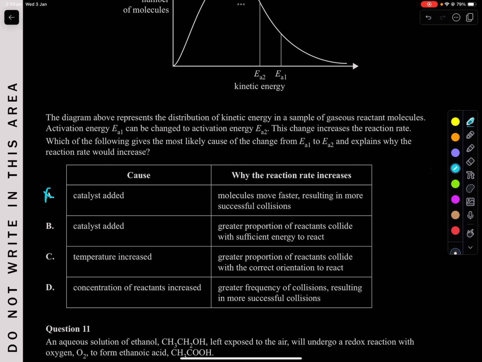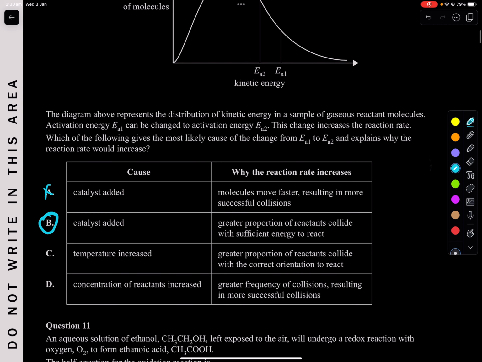B, catalyst is added. True. And why did the reaction rate increase? A greater proportion of reactants collide with sufficient energy to react. Best answer I could possibly say, because yes, now there is a much higher proportion of reactants colliding with sufficient energy to overcome the activation barrier and react. So I'll say B would be the best here.